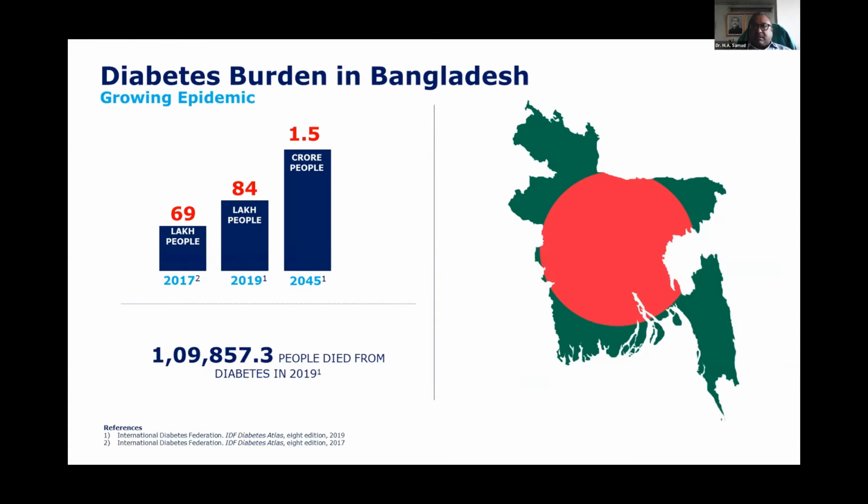So, what is the scenario in Bangladesh? If you look at the slide, in 2017 the number of people suffering from diabetes was 69 lakh, and in 2019 it came up to 84 lakh. And if the trend is like this, it will be 1.5 crore in 2045. And in 2019, about 1 lakh people died due to diabetes and its complications.